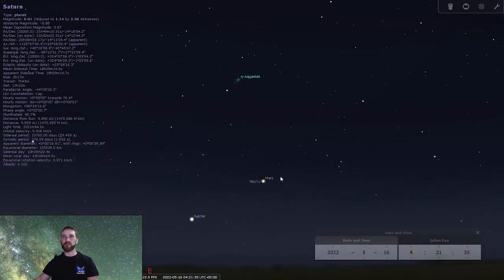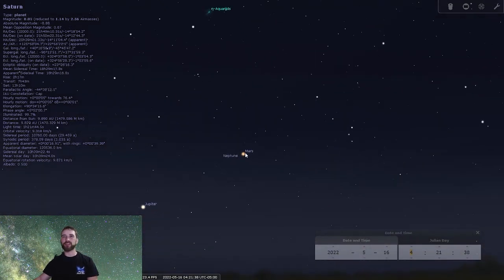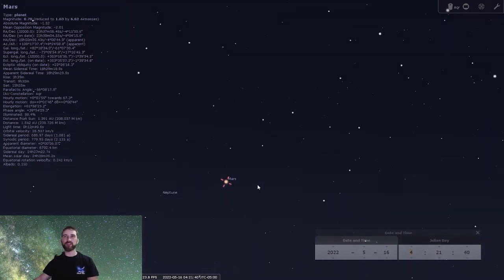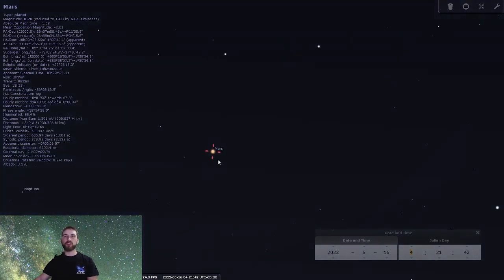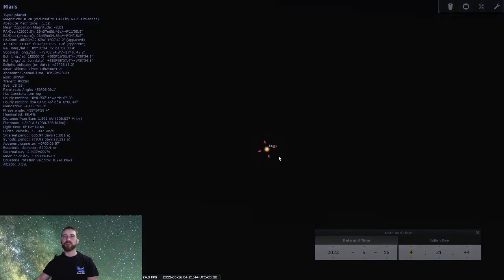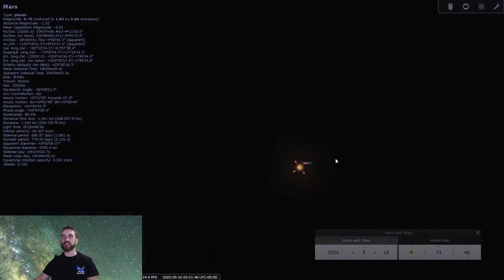Let's check on Mars. Mars is the red planet where we have a lot of robots right now. It's one of our nearest neighbors. Certainly a lot of scientific intrigue surrounding Mars. And there's Mars right there. It only has 2 moons, Phobos and Deimos. They're very tiny rocks that orbit it, but they are moons nonetheless.